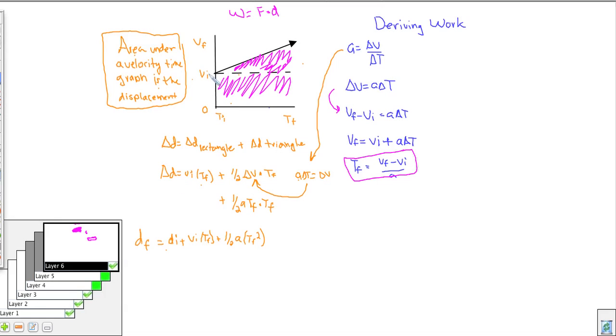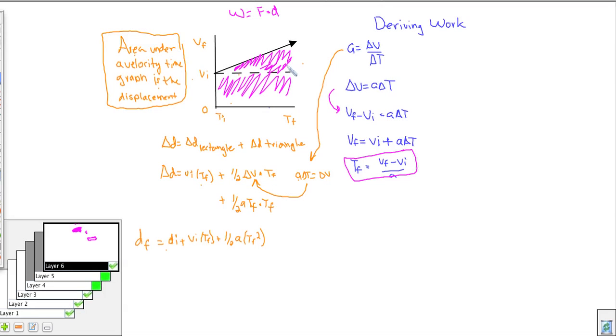The area of the rectangle is easy. We just have the initial velocity times the final time. Plus 1/2 base times height gives us the area of the triangle. So it's going to be 1/2 times the change in velocity times the change in time, or the time final.